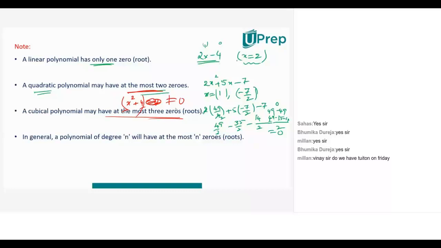May not be there, may be there, we don't know. But if they are there, the maximum should be only the nth degree, n. Cubic, maximum 3. Fourth degree, maximum 4. 10th degree, maximum 10. Be careful. So are these 4 statements and the idea behind them clear?